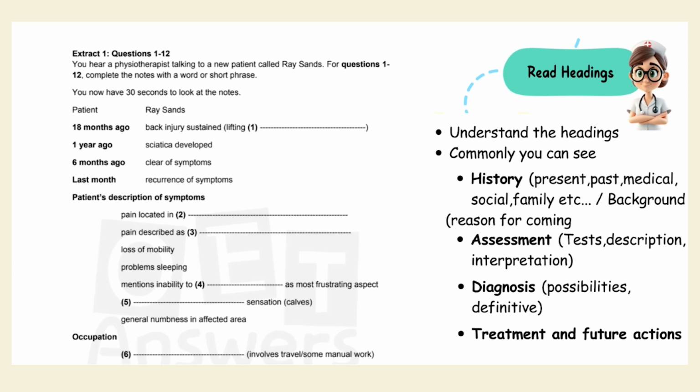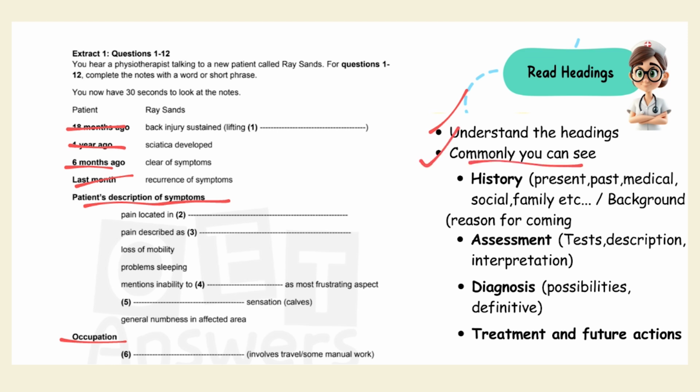Already I showed you. Reading headings means you can read all the headings, like 18 months ago, 1 year ago, 6 months ago, last month, patient description of symptoms, occupation, everything. By reading all the titles, you can get the information. Under the particular title or subtitle, you can see the information related to that title. So understand the headings. The first bullet point is mandatory, then commonly you can see the other headings.